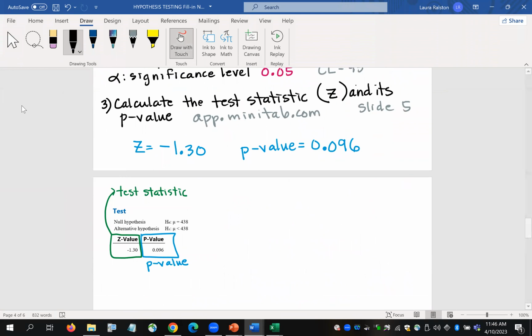Okay, so step 4 then is we're going to make a decision.